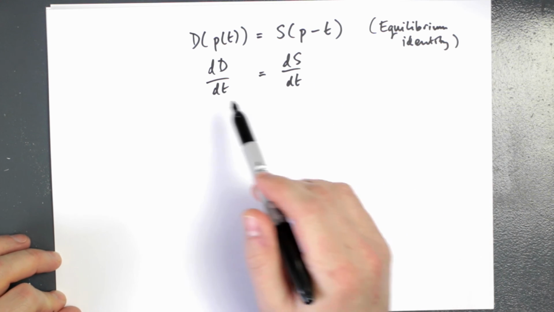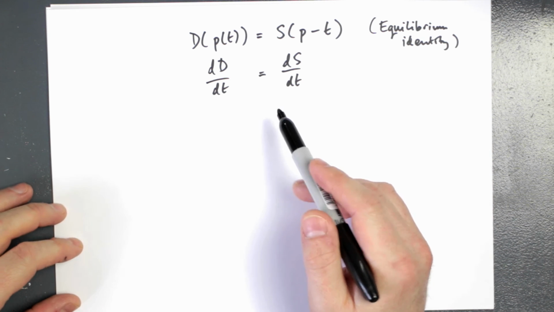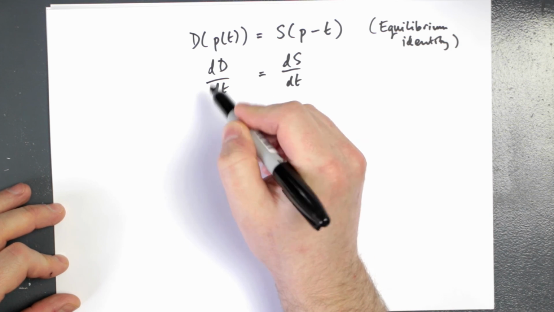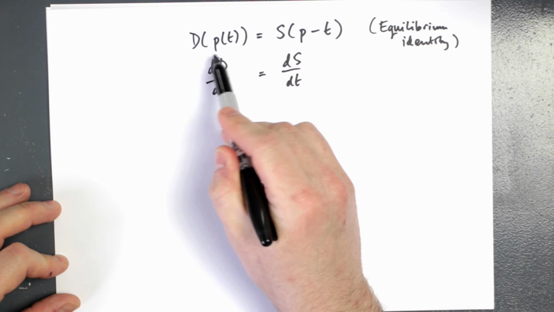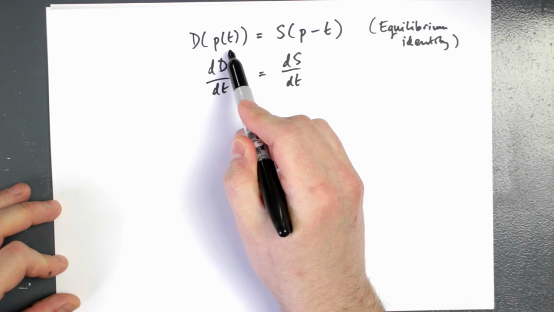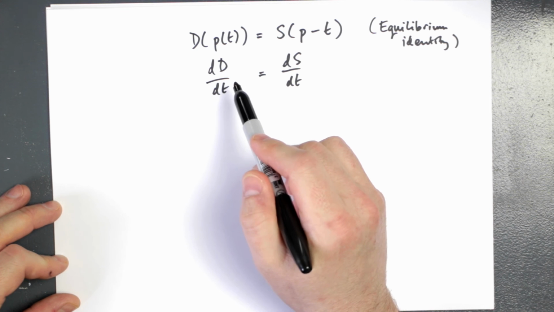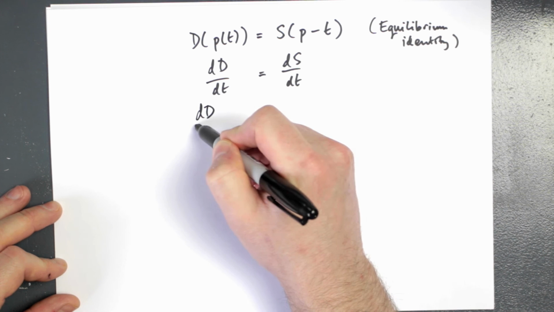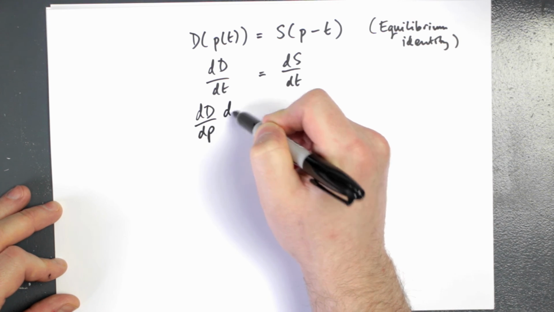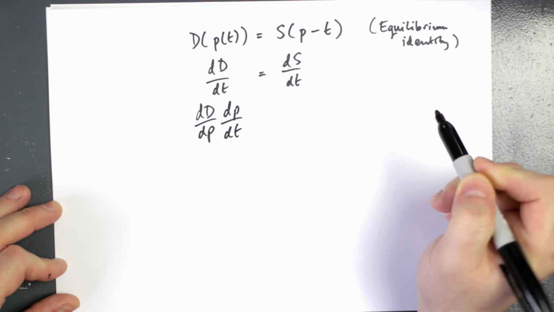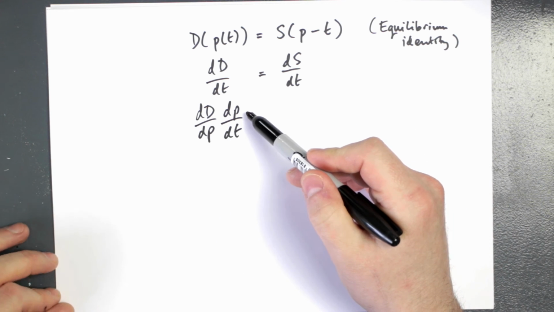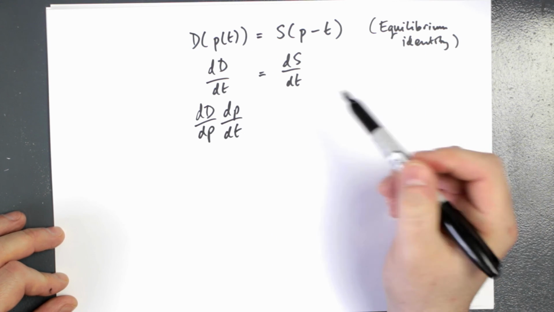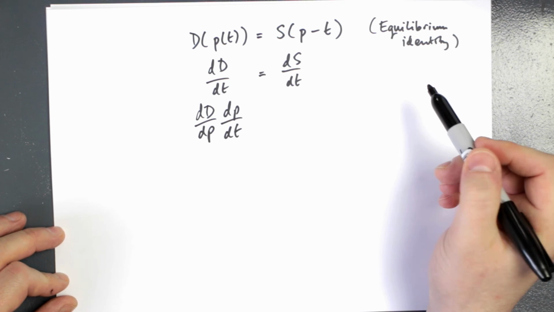Okay, so let's analyze this term a bit more. Here we've got the derivative of demand with respect to tax. We can notice we have kind of a function of a function. Demand depends on the price, which implicitly through this equilibrium identity depends on the tax as well. So we could write the change in demand as price changes multiplied by the derivative of price with respect to the tax. Okay, that's simply using the chain rule to know that these two things are equal to each other.